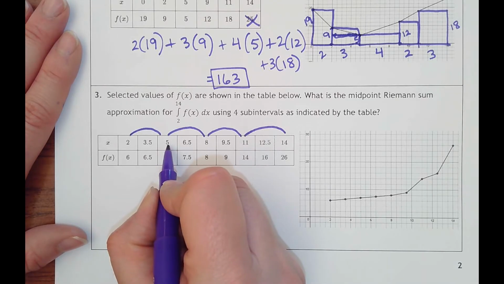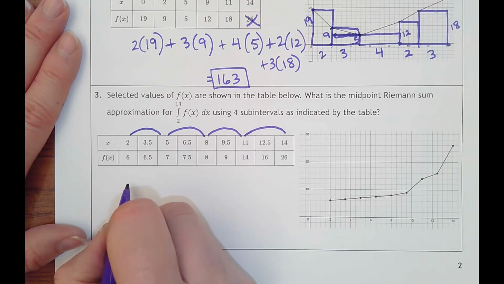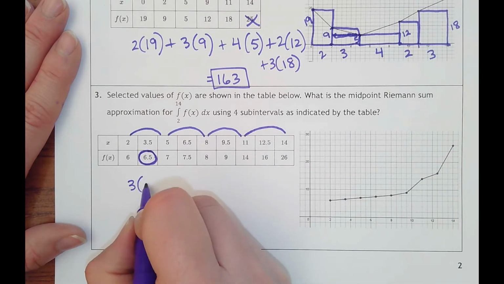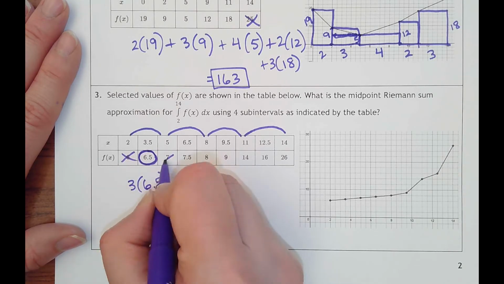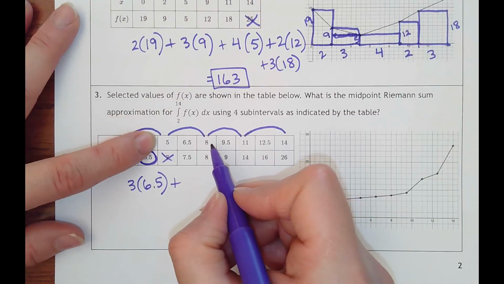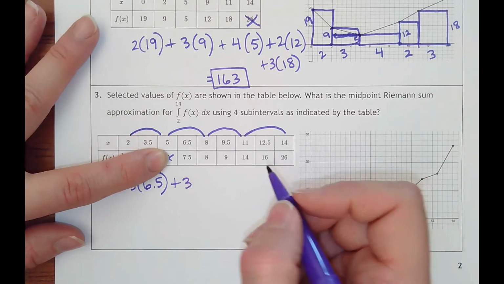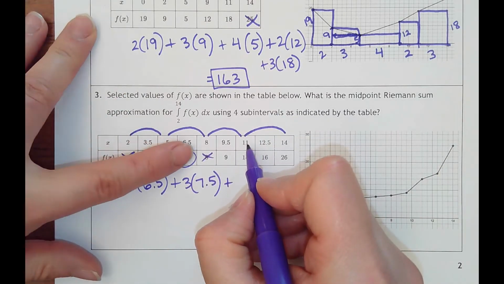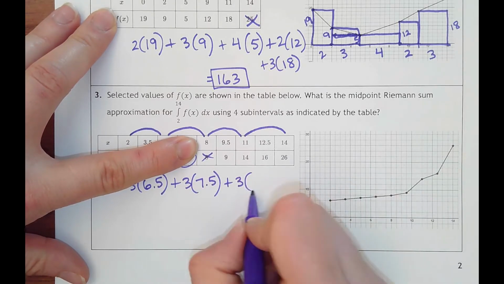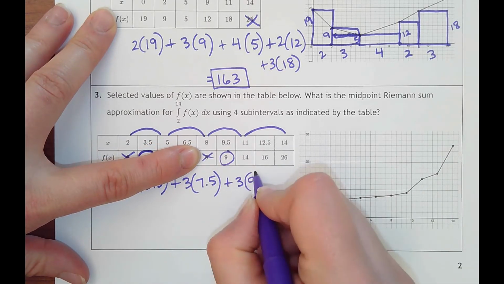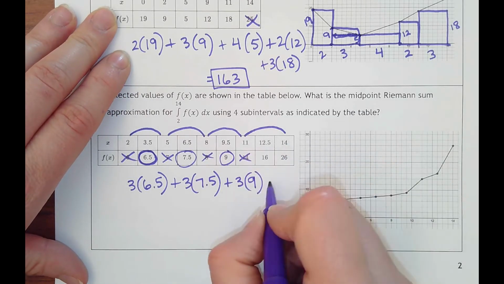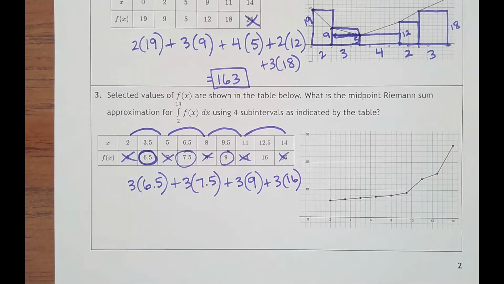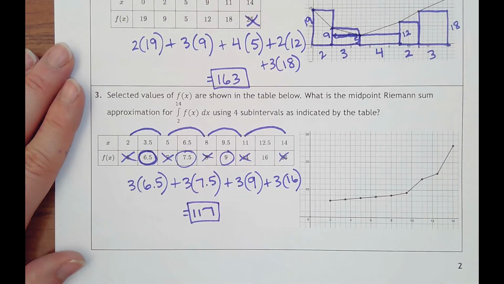So same thing, I've got to subtract: 5 minus 2 would be a width of 3, but then I'm going to use the height at the middle. So the 6.5 is the only number I want. I don't care about these. Plus the next interval would be 8 minus 5, which is another width of 3, and I'm going to use the height at the midpoint. And then the next interval, 11 minus 8, is another width of 3. Hey, they're all equal. And then use the middle height. And then the next one, 14 minus 11 is 3. And then I'm going to say the middle height is 16. And I got 117 for that.